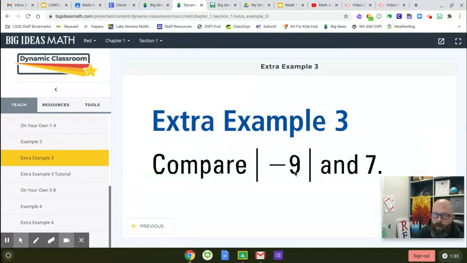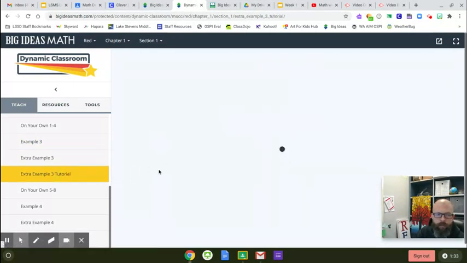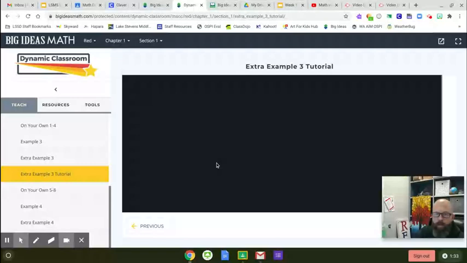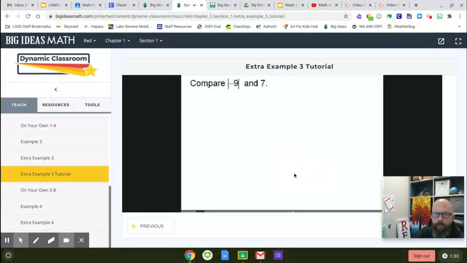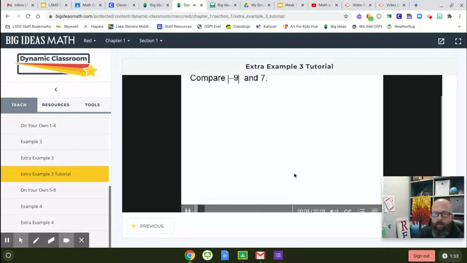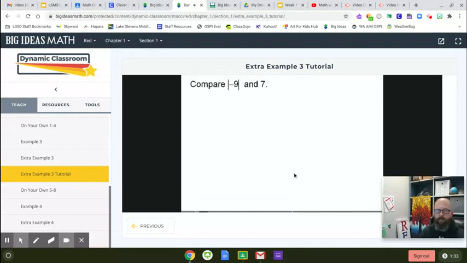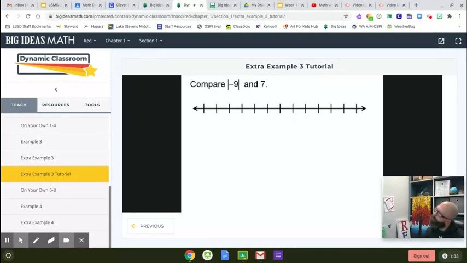Now it says compare the absolute value of -9 and 7. First, we need to find the absolute value of -9. Let's take a look. The absolute value of an integer is the distance between the number and 0 on a number line. Start with a blank number line. Place 0 towards the right of the number line because you want to be able to find the distance between 0 and -9.